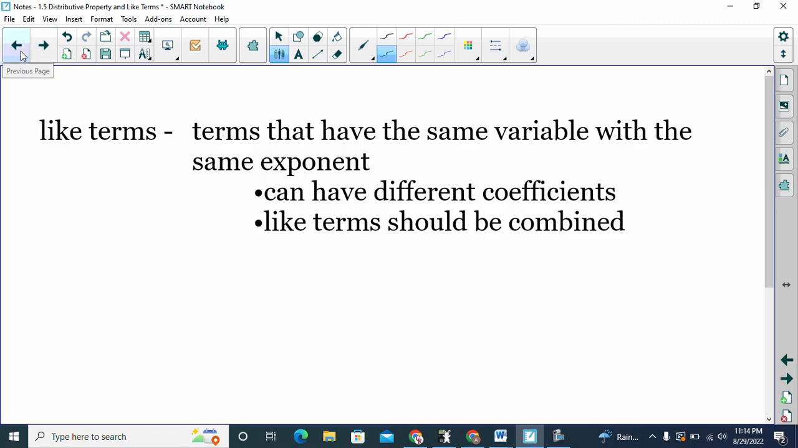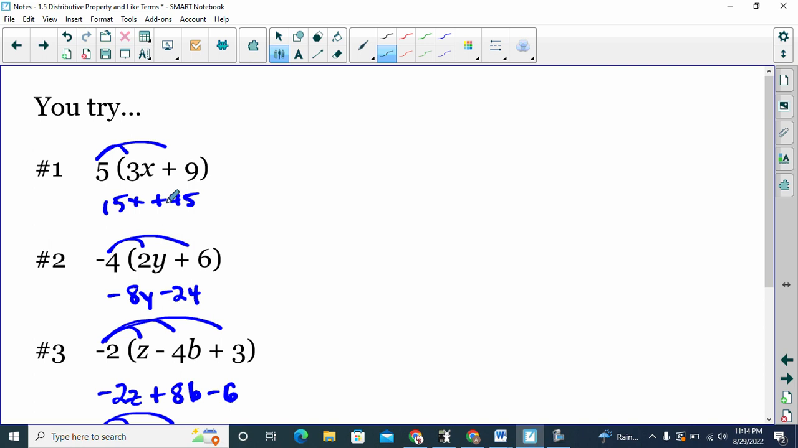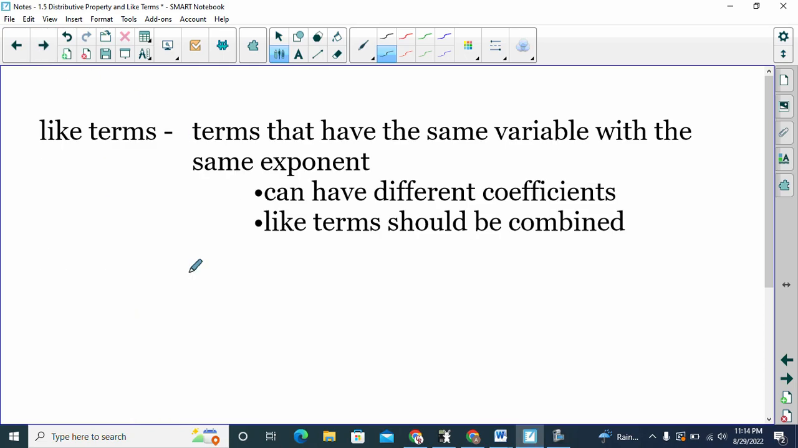So when we're talking about terms, remember that's the things in between the plus sign. So that's a term and that's a term. This one down here, that's a term, negative 2z. Positive 6b is a term, and negative 6 is a term. So those are the things we're looking at. When we're talking about like terms, the following are not like terms. These are not like terms.